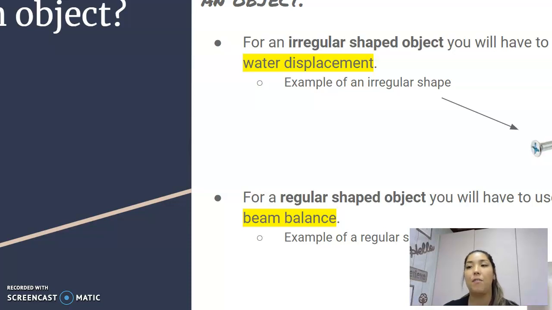Okay, now for a regular shaped object, you would only have to use the triple beam balance. Okay, you wouldn't have to really go into water displacement. Now, you are going to use the triple beam balance along with water displacement, so it's important to know how to use the triple beam balance. Okay, so a regular shape would be something like the dice that I have on the screen.